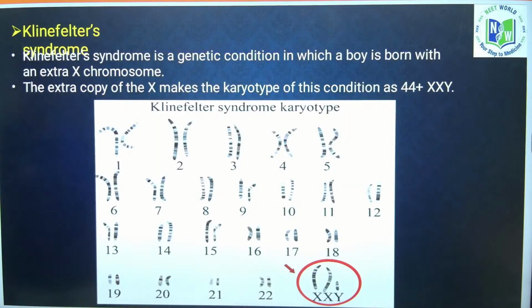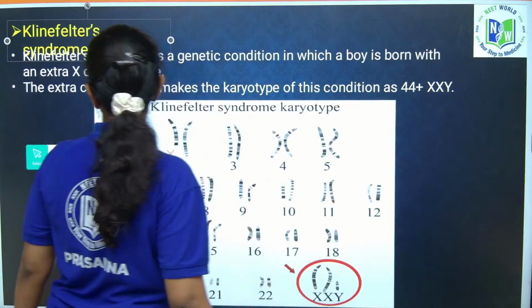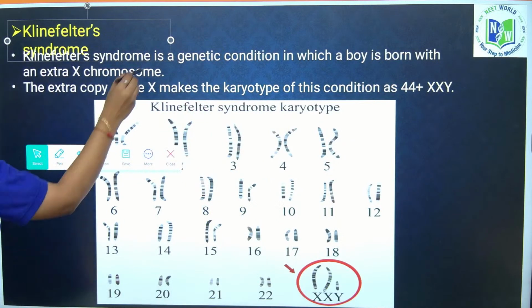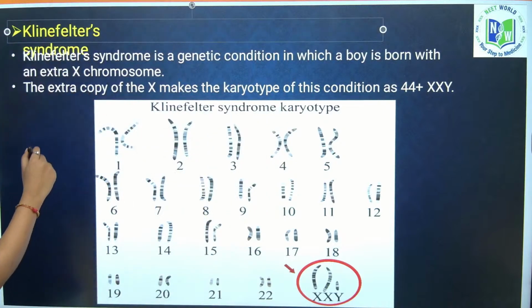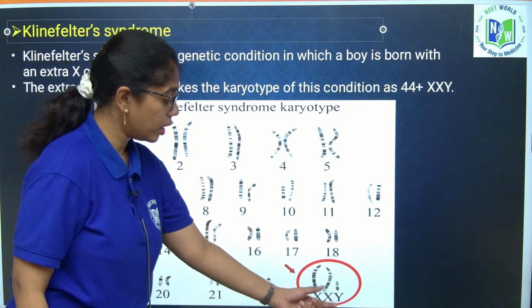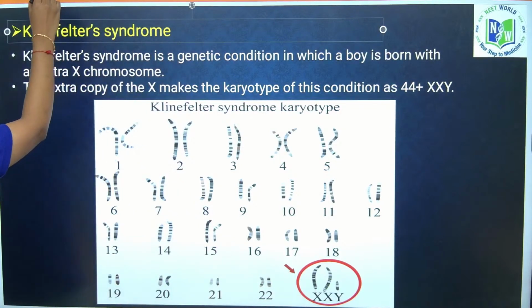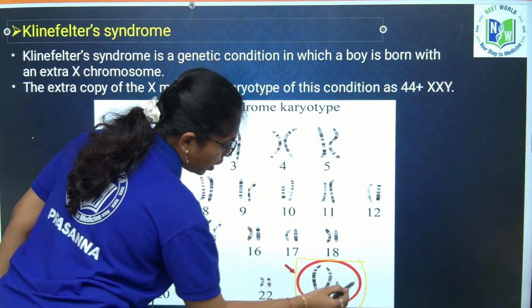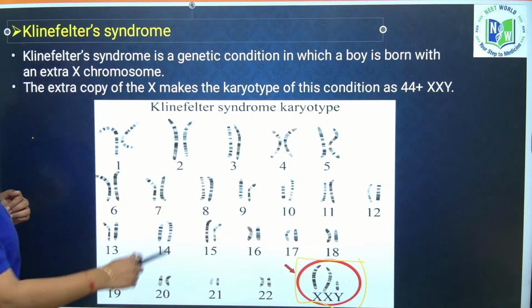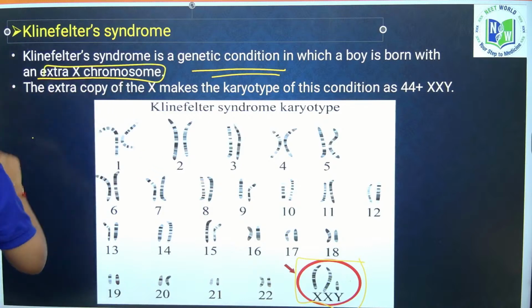Next, Klinefelter syndrome. If you look into it, this is observed in males, wherein the chromosome number is more, or the trisomy appears at the XY chromosome. Klinefelter syndrome is a genetic condition in which a boy is born with an extra X chromosome.